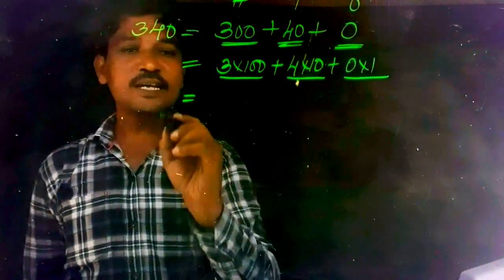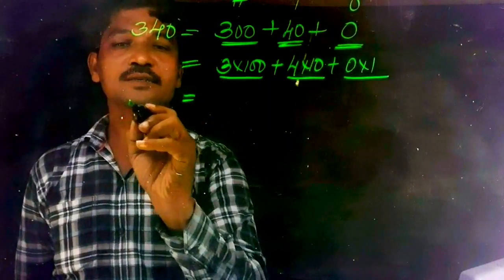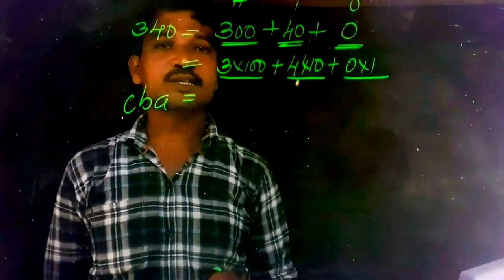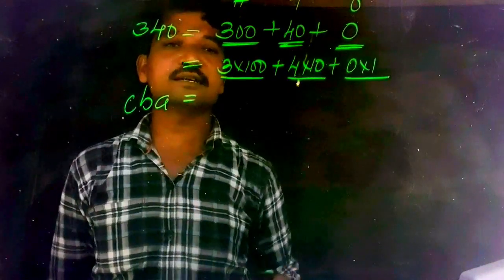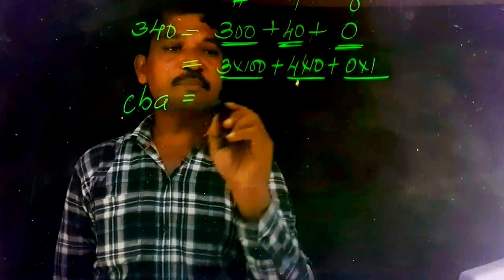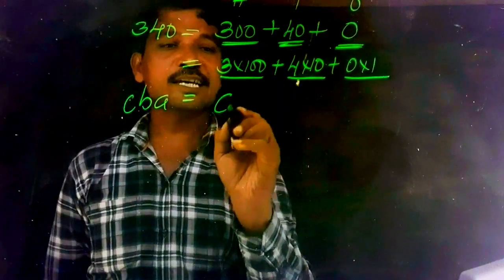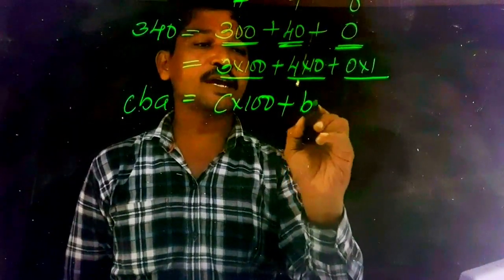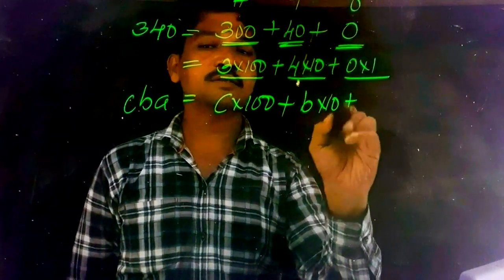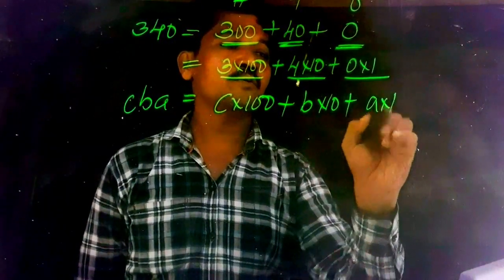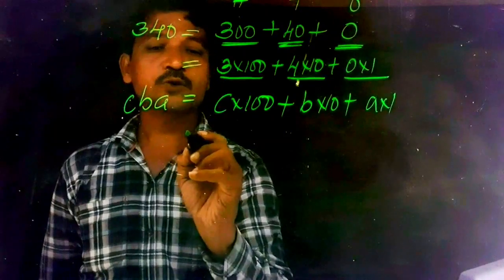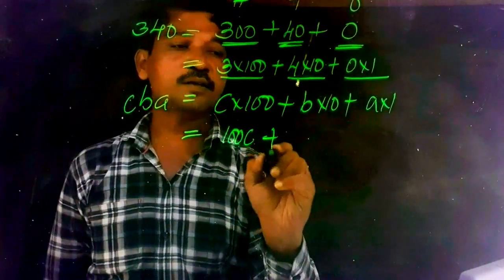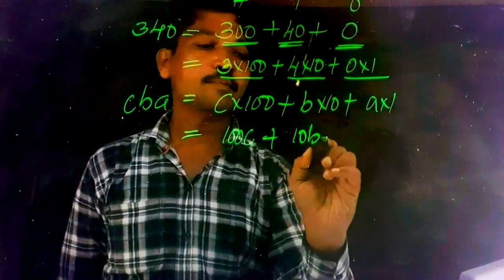So in general, if I take A, B, C as the digits, in the same way I am expanding it: C into 100 plus B into 10 plus A into 1. So 100C plus 10B plus A.